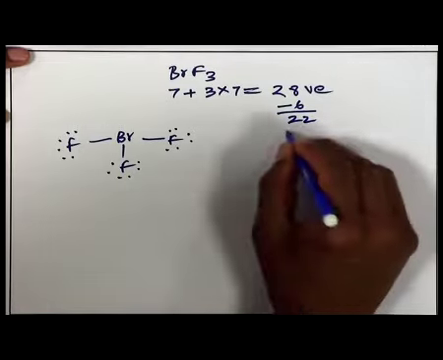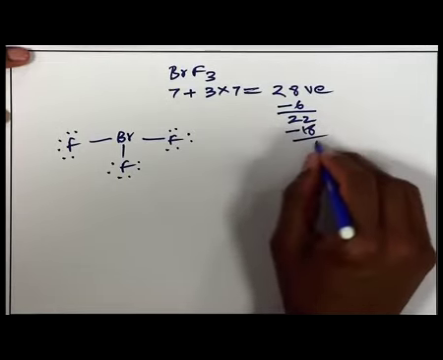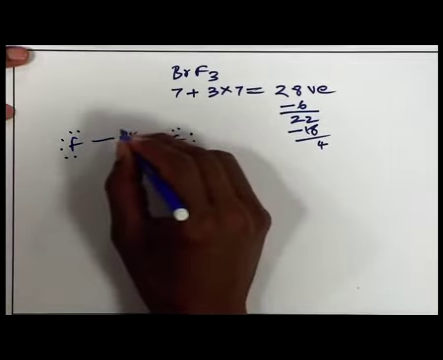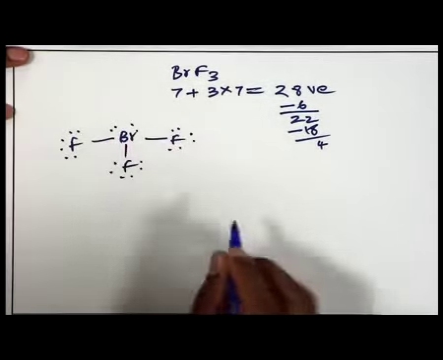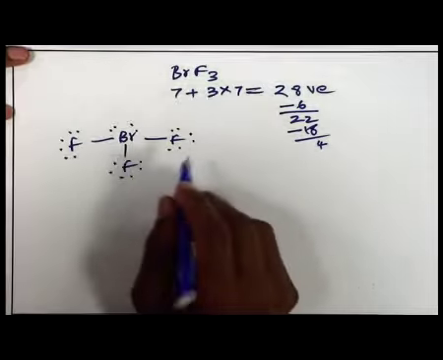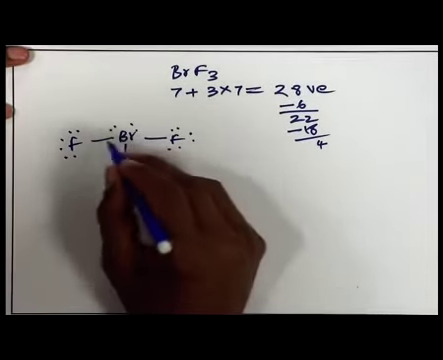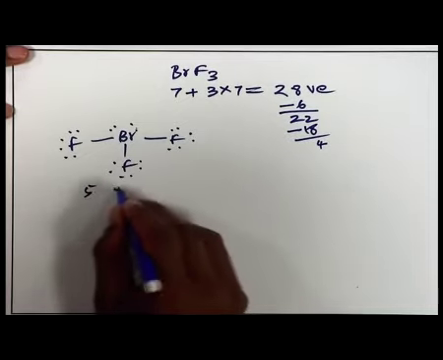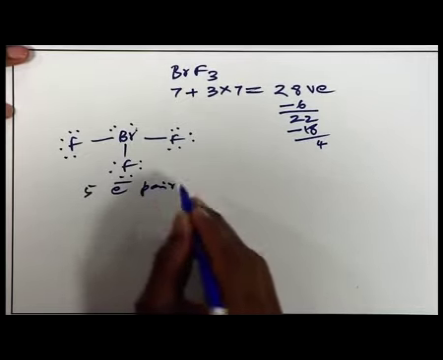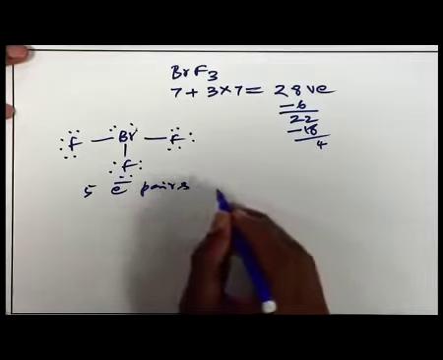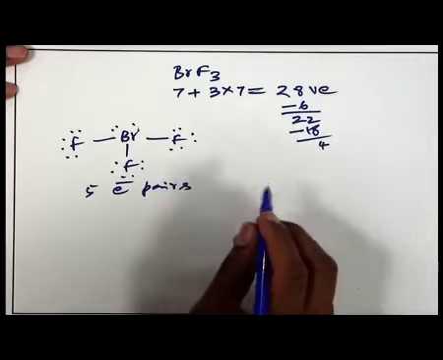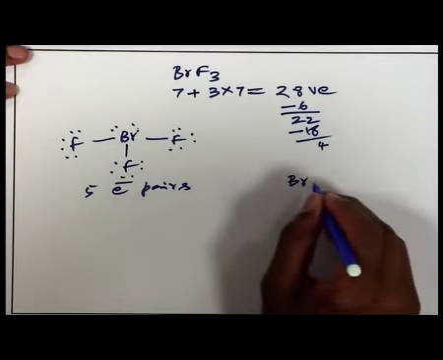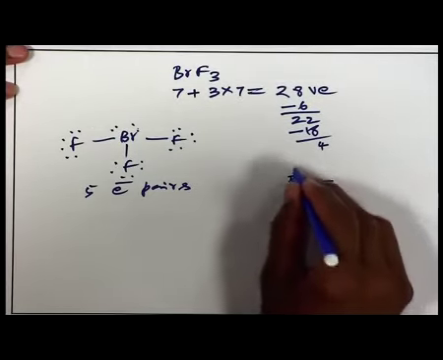So there are 18 electrons gone. You have 4 electrons remaining, and those 4 electrons should be given as pairs on the central atom. So if you look at the number of pairs of electrons, 1, 2, 3, 4, 5, there are 5 electron pairs. If there are 5 electron pairs, then the shape is trigonal bipyramidal. So you have bromine, and then you have fluorines here and here.